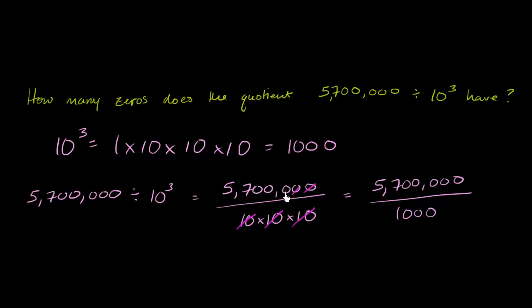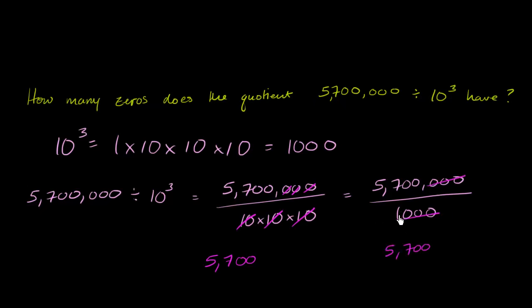Divide by 10 again, you're going to eliminate another 0. You're going to be left with 5,700. Another way of thinking about it is, if I'm dividing by something that has 3 zeros, I'm going to eliminate 3 zeros. So if I eliminate 3 zeros, I am left with 5,700.